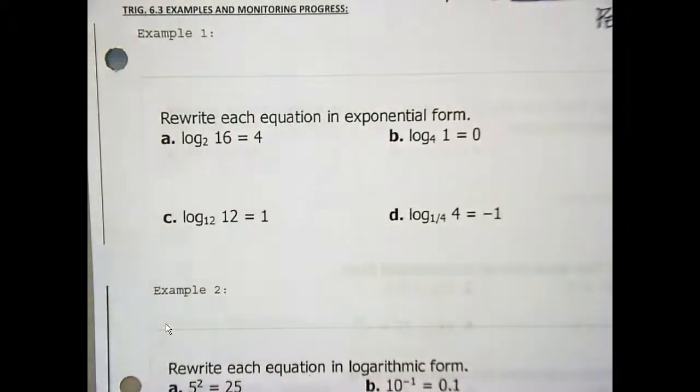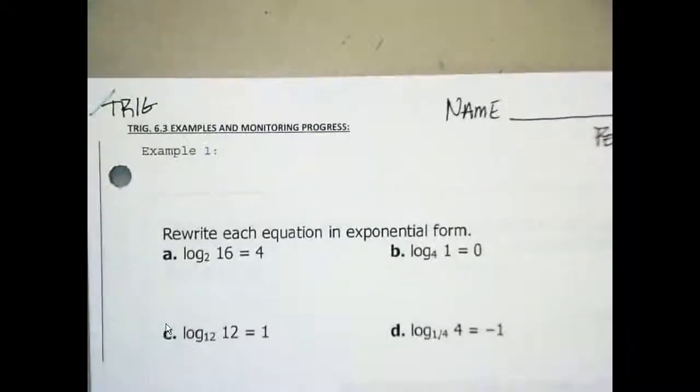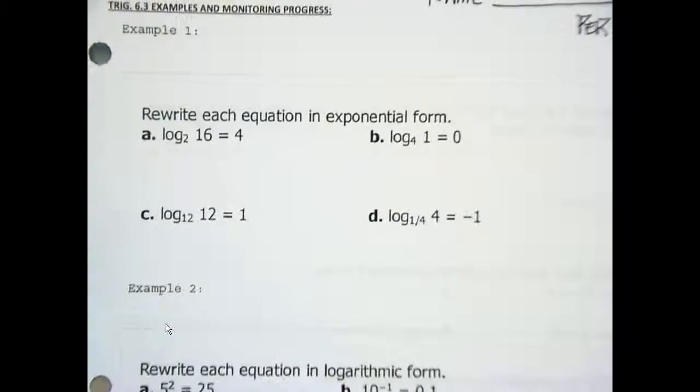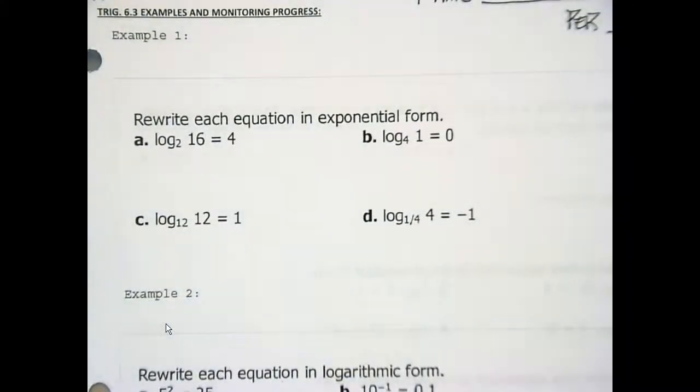All right, example number 1. Off you go. These are the examples right out of your book, by the way. Why don't you work on those? You haven't done so already, so you know what you got for those first 4. 16 equals 2 to the 4th, and for B, 1 equals 4 to the 0. Okay, check your work.